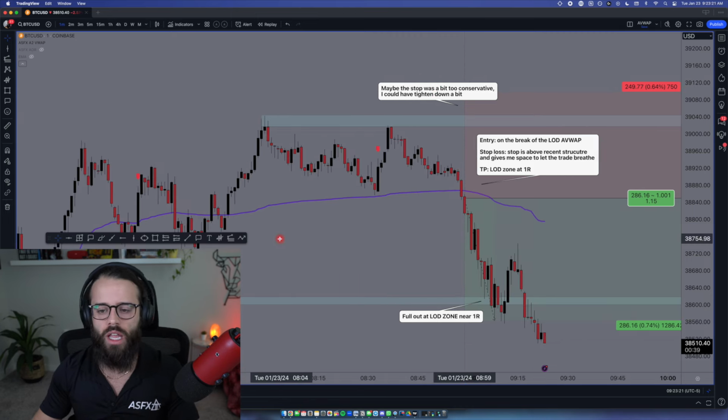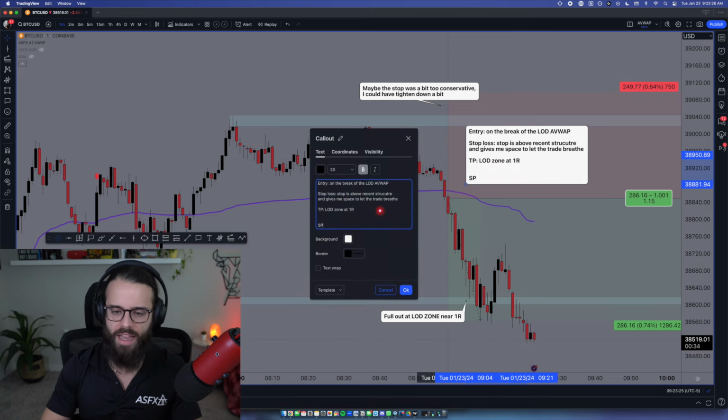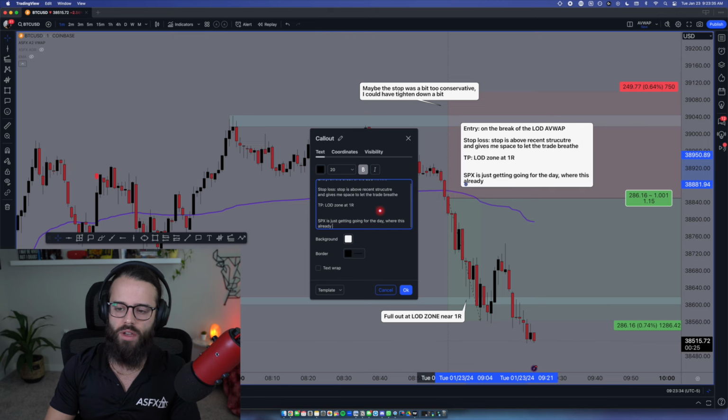And I also want to put on here, why am I looking at Bitcoin over anything else? So we can add that into this text box. SPX is just getting going. It was just starting to move higher for the day, where this already has been moving. So now I'm giving more context to it.